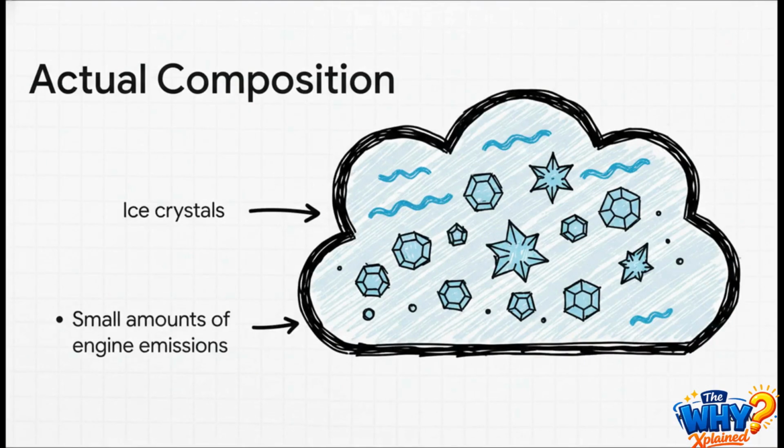And here's why scientists are so certain. The makeup of contrails is really well understood. They've been analyzed countless times. They are overwhelmingly just made of ice crystals from frozen water vapor, along with some tiny trace amounts of the normal stuff you'd find in any engine's exhaust. And that's it, nothing more.